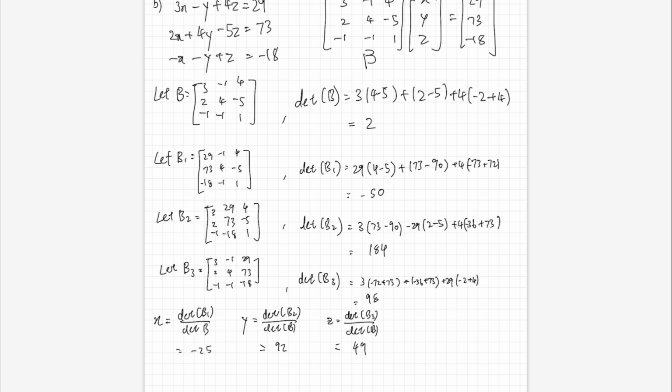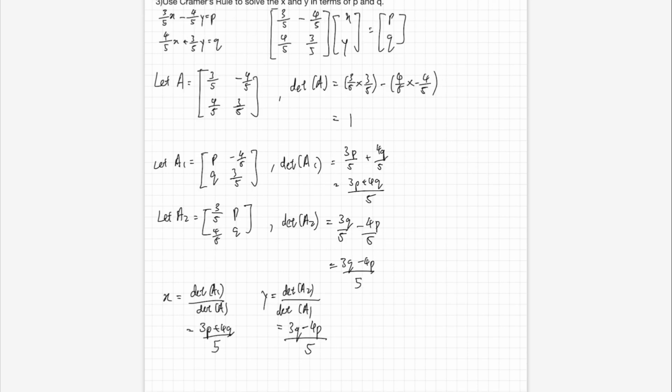So the determinant for B2 is 184, and B3 is the same. I substitute the 29, 73, and negative 18 column into the third column of matrix B to become B3. So the determinant of B3 is 98. So the answer for x, y, z is negative 25, 92, and 49. So now I will go to question number 3.